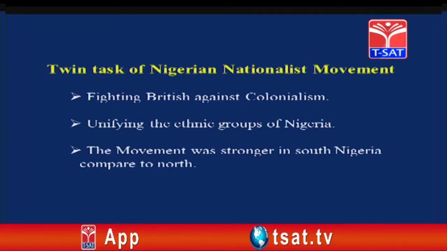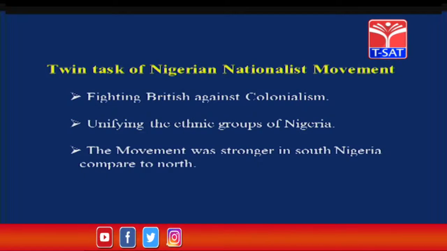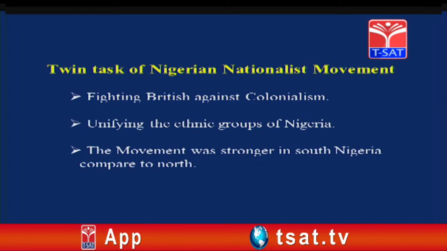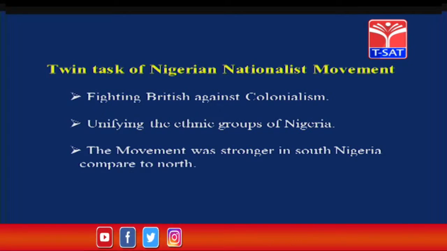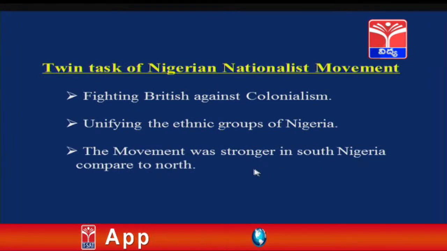The main nationalist movement had two main tasks. One is fighting against British colonialism. They want to be free from colonial rule and also unify the ethnic groups of Nigeria. As I already told you, there were different ethnic groups in Nigeria. So, they wanted to be united to fight against the colonialism. This movement was stronger in South Nigeria compared to the North.